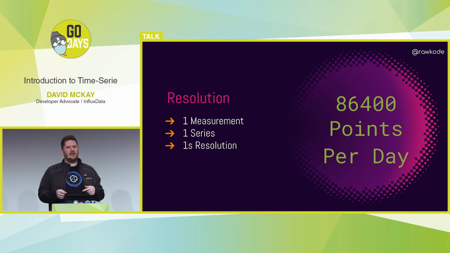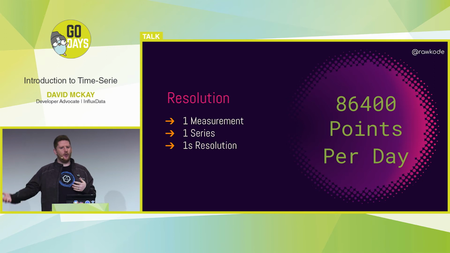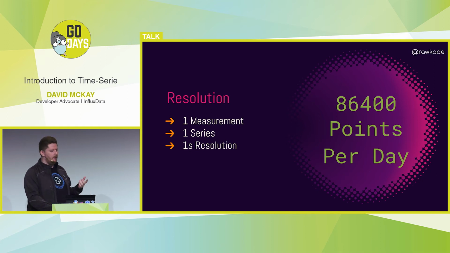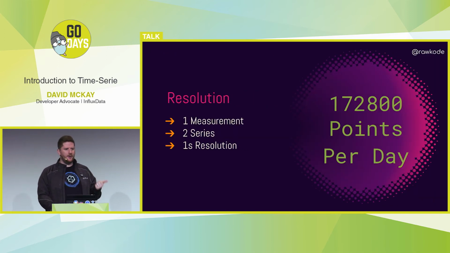Now, what you have to remember here is that these numbers are actually going to be much higher than this, because generally we'd have more than one machine. So what if we add a second machine? We now have 2 series, which gives us 172,800 points. Now, as we run through these numbers, think about storing these as records in MySQL, Postgres, or any other general purpose database, and then try and work out at what point you get uncomfortable.